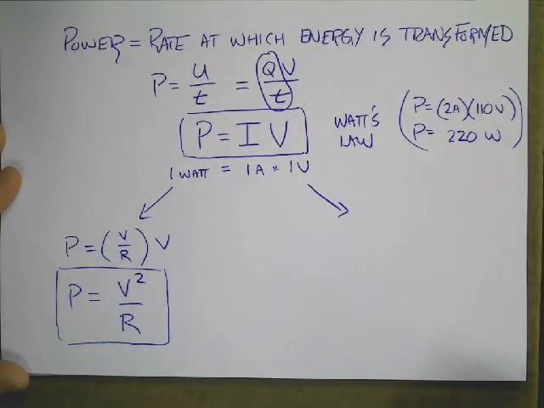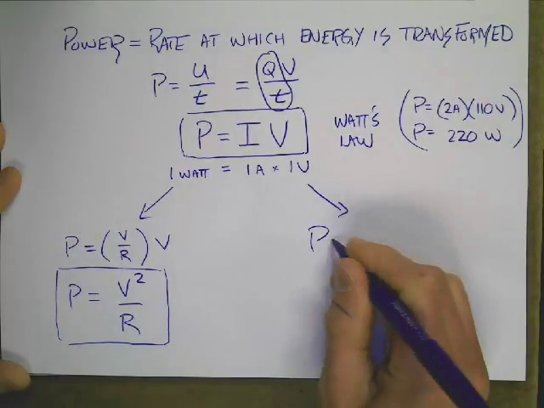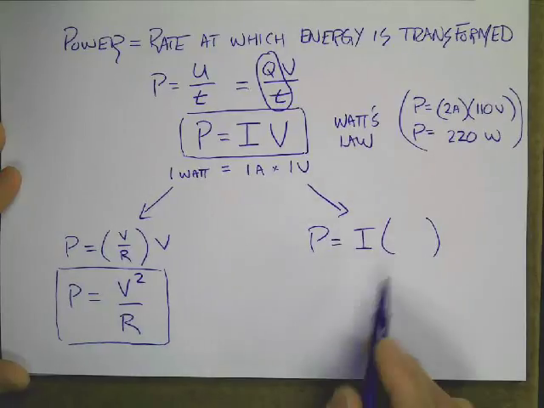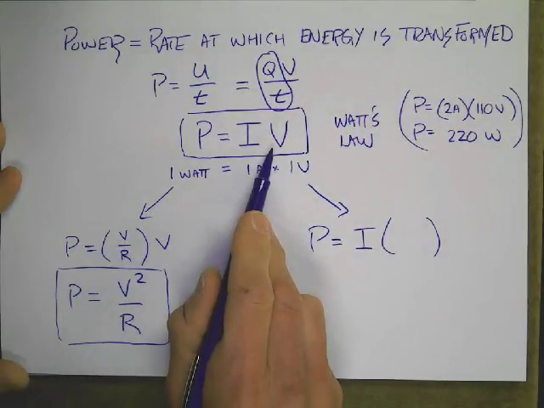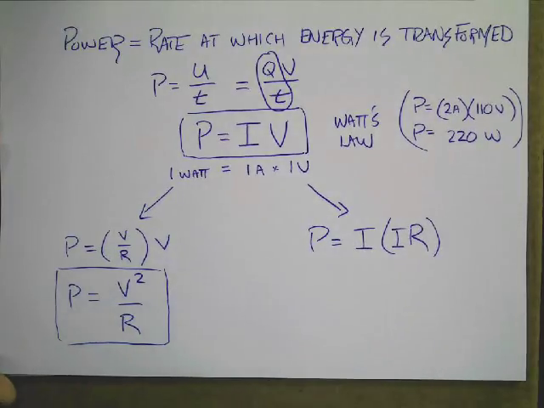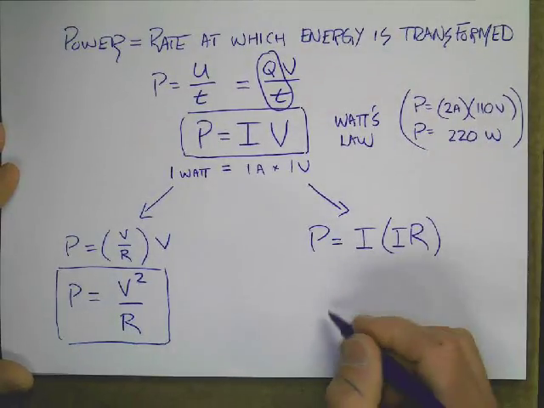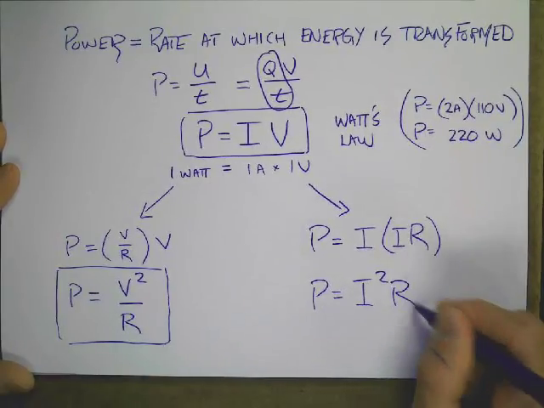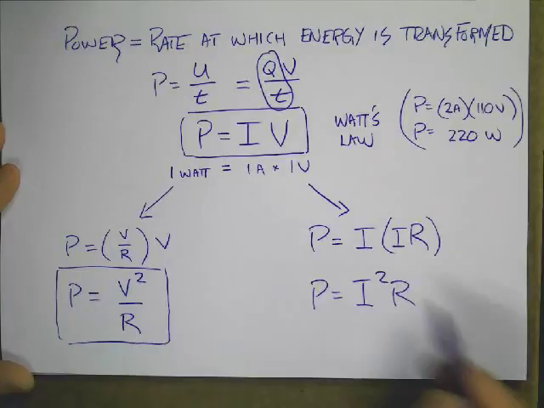Another way which is very commonly used, probably more commonly used, is to replace the voltage part from the original formula with I times R, again from Ohm's law, and this gives the formula that power is equal to current squared times resistance.